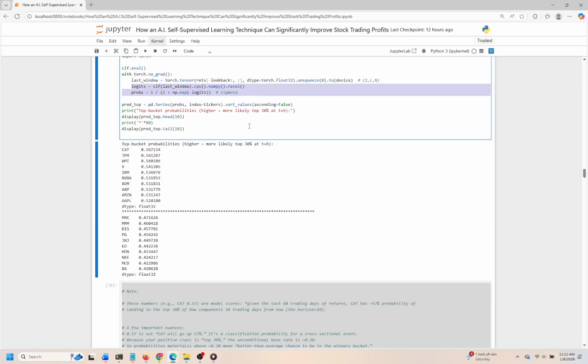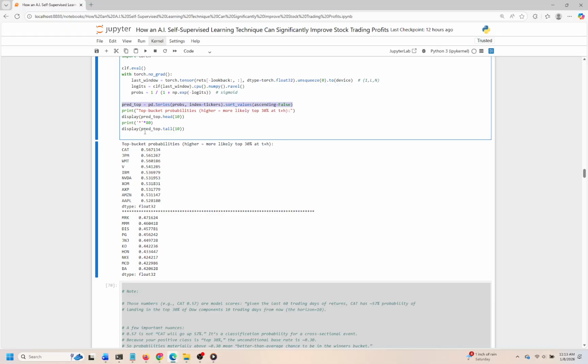After computing the probabilities, we organize the results into a pandas series titled pred top, which is indexed by the stock tickers. By sorting this series in descending order, we can easily identify the stocks with the highest likelihood of outperforming the market. It's valuable to take note of the output. The top 10 probabilities are displayed alongside the bottom 10, allowing us to quickly gauge which stocks might be worth further consideration and which ones are less promising.